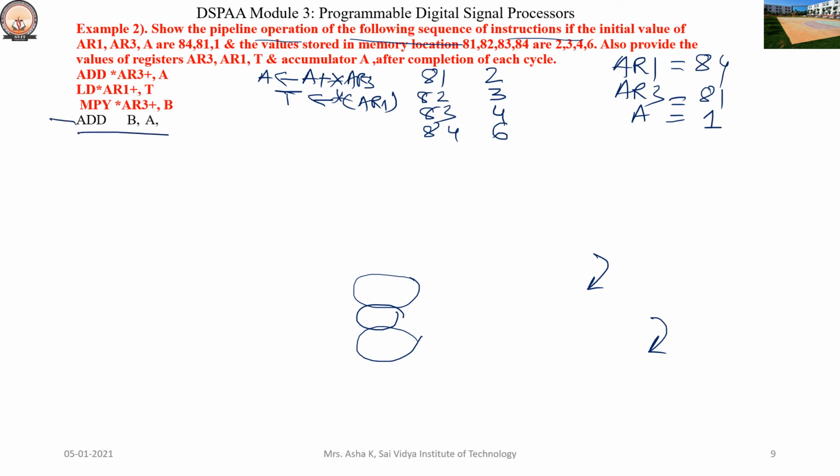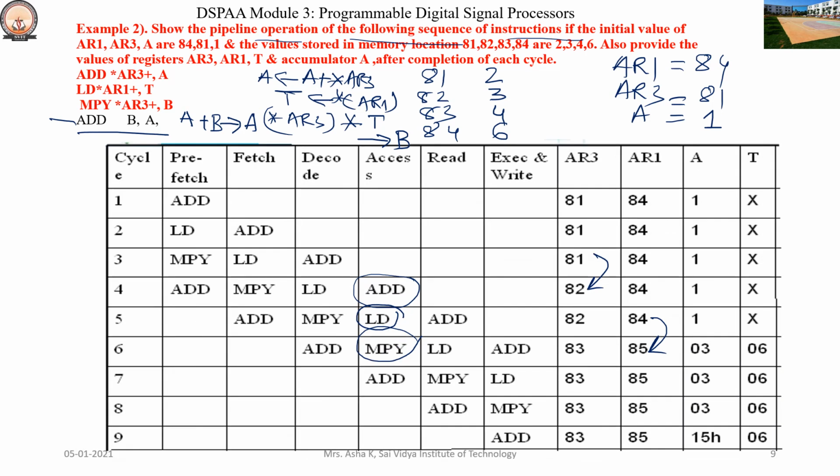We have the next one, MPY star AR3, B. The content of star AR3 is multiplied with the temporary register, and the result is stored in accumulator B. Later, add the content of accumulator A with accumulator B and store the result in accumulator A. Now analyze the cycles along with the pipeline operation.